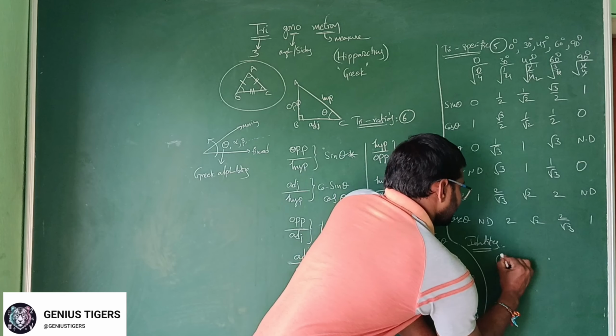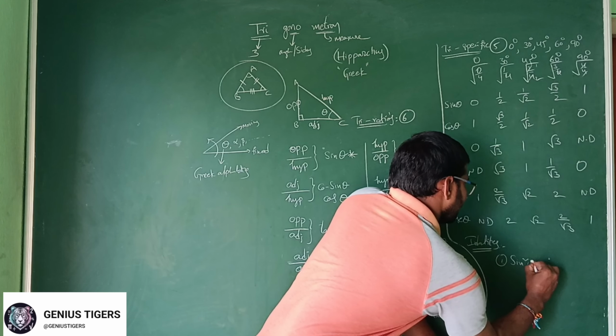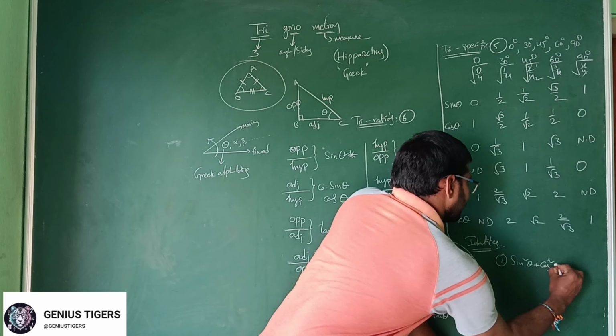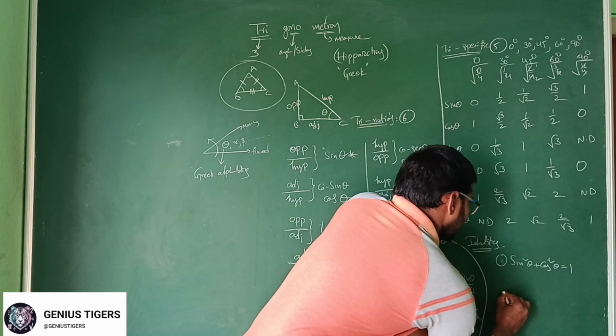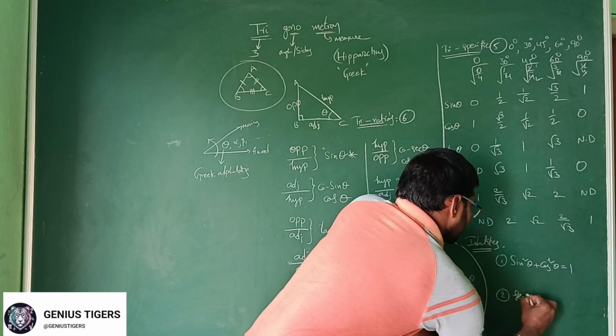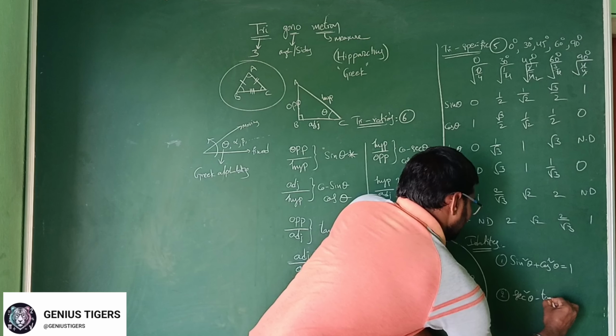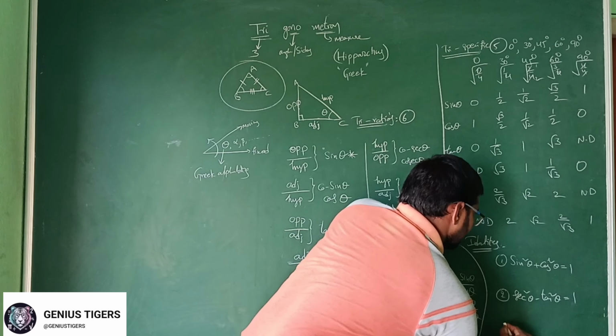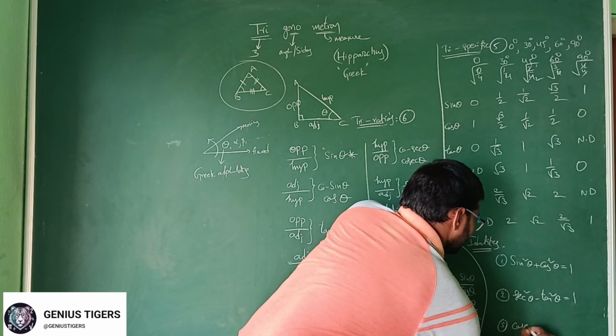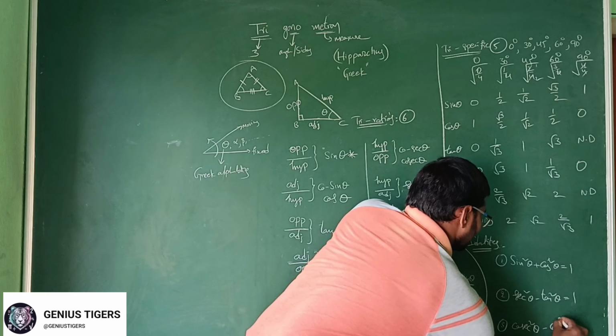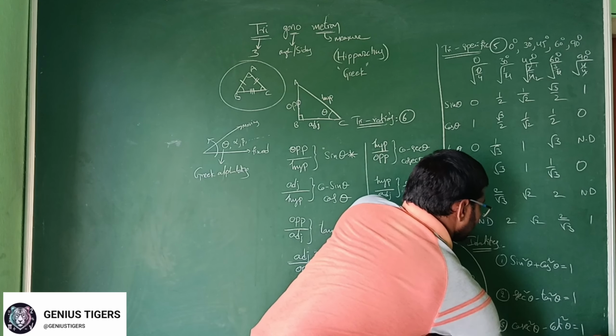Now, same like that: sin square theta plus cos square theta equal to 1. Secant square theta minus tan square theta equal to 1. Third one, cosecant square theta minus cot square theta equal to 1.